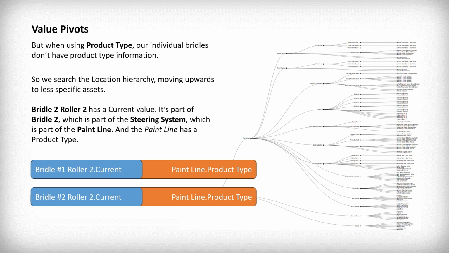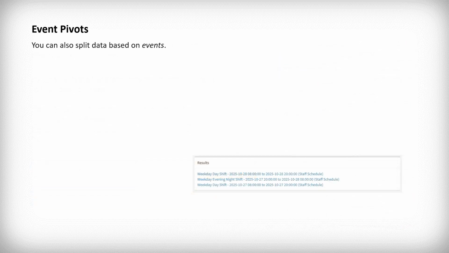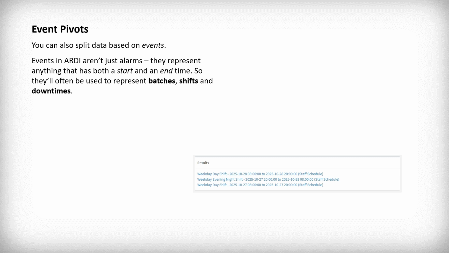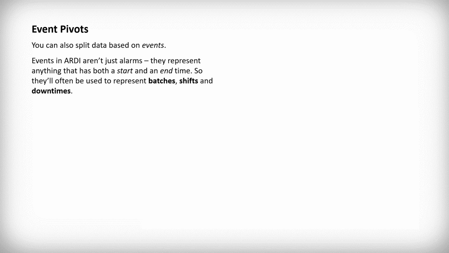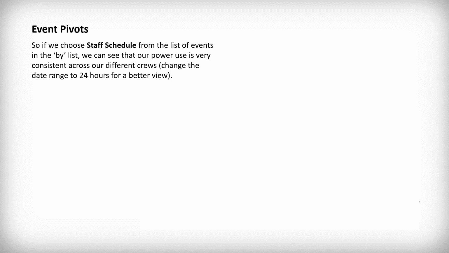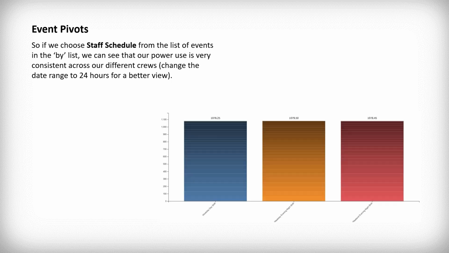You can also split data based on events. In RDI, events aren't just machines turning on and off. They represent anything with a start and end time, such as batches, shifts, and downtimes. So if we open the drop list and choose staff schedule, we can split our power use based on if it was day shift or night shift. If you're following along, set the time range to 24 hours if you need to see more detail.